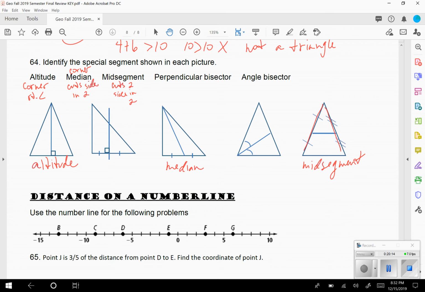All right, perpendicular bisector. Perpendicular means a right angle. Bisector means cuts a side in two. So which one is making a right angle, cut the side in two? This one right here. Perpendicular. Okay, and then our last one, angle bisector. That means it cuts an angle in two. And so that's what this one is doing.